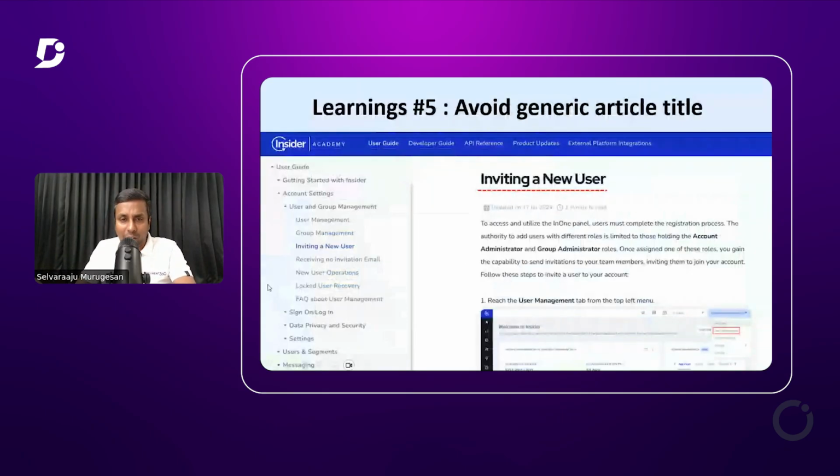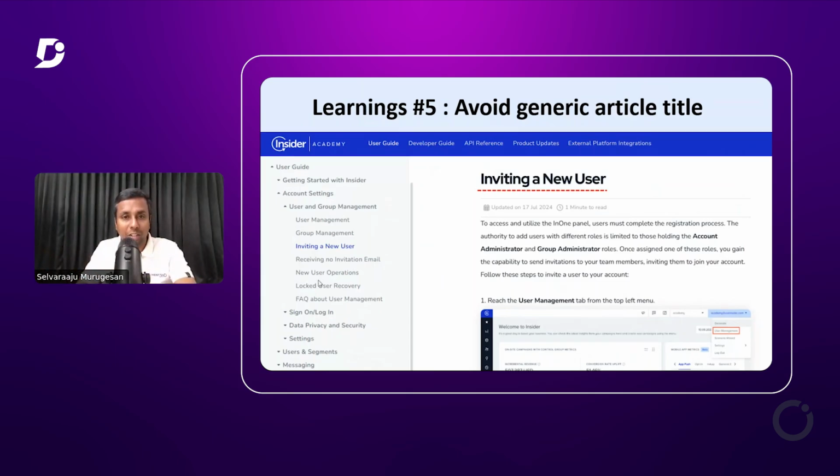Again, I think I talked about this: avoid generic titles. When you say inviting a new user, make sure you're saying inviting a new user for Document 360, or inviting a new user for Turbo 360. Document 360 and Turbo 360 could be two different products from your company. So avoid generic titles.